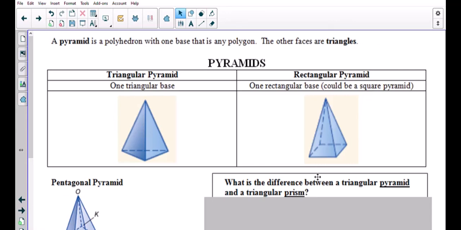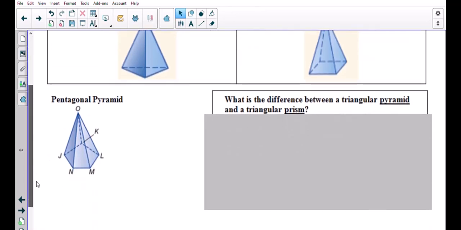And then we have a rectangular pyramid here. It could be a square pyramid, but again, we don't know that this is a square on the bottom. So to be safe, we'll just call it a rectangular pyramid. The base is a rectangle. The other faces are triangles. Also notice how pyramids go up to a single point at the top, unlike the prisms did. We have an example of a pentagonal pyramid. We could have a hexagonal pyramid, octagonal pyramid, or so forth.